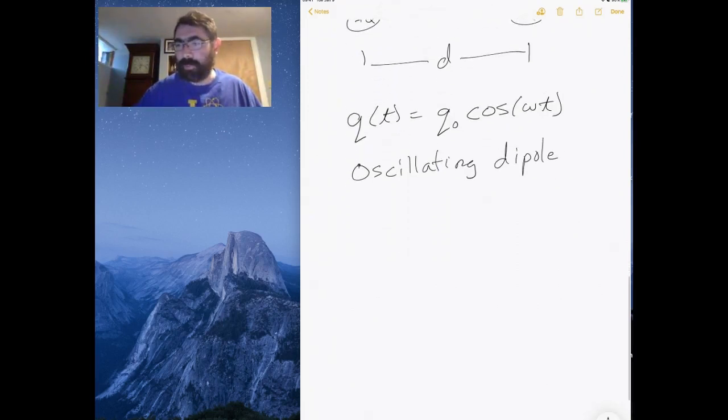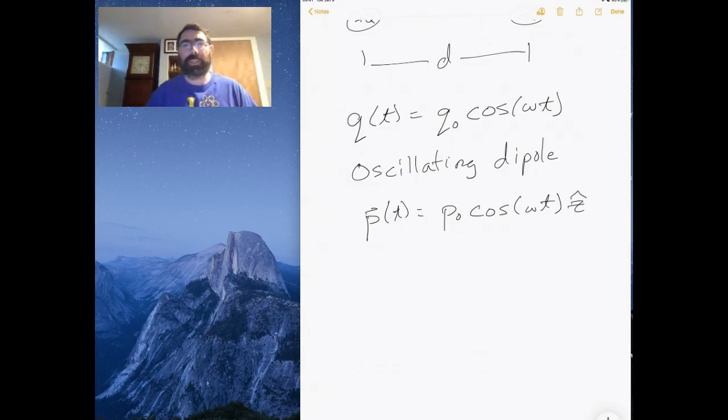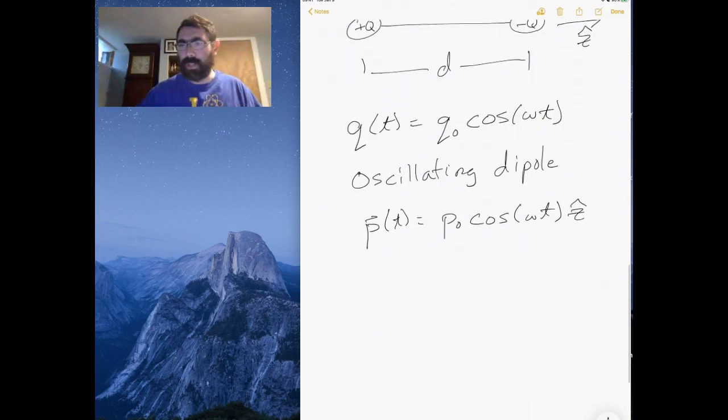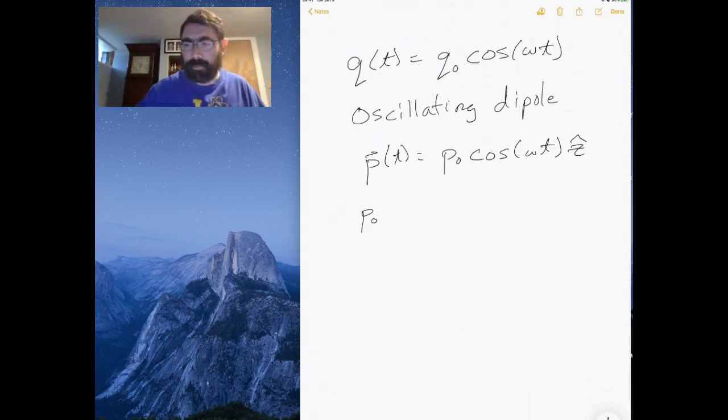the oscillating dipole moment, p as a function of time, is the initial dipole moment p0 cosine omega t, let's say it's in the z direction. So let's say my dipole is pointing now, let's define that as the z direction. Okay, so my initial dipole moment is the initial charge times the distance d.